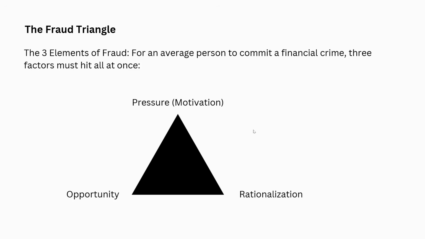Then the next topic is the fraud triangle. As we can see, in this triangle there are three areas: pressure or motivation, opportunity, and rationalization. And for an average person to commit a financial crime, the three factors must hit all at once. So in case of pressure or motivation, the why: personal financial crisis like unpaid bills, addictions, heavy pressure to hit target numbers, or just basic greed.